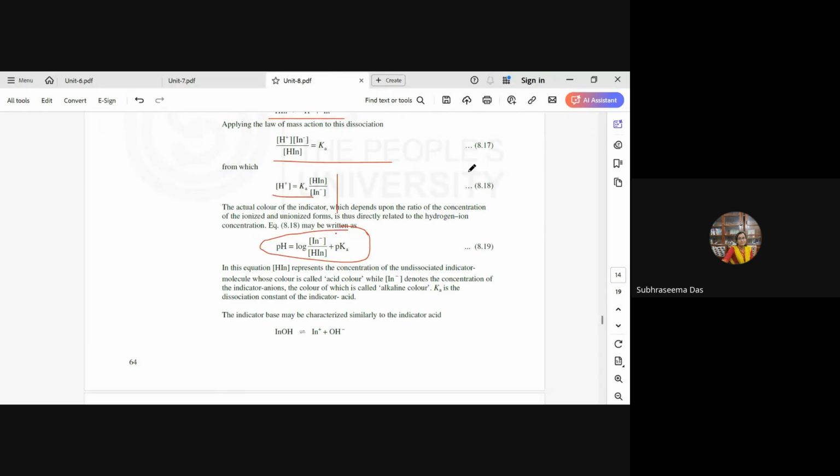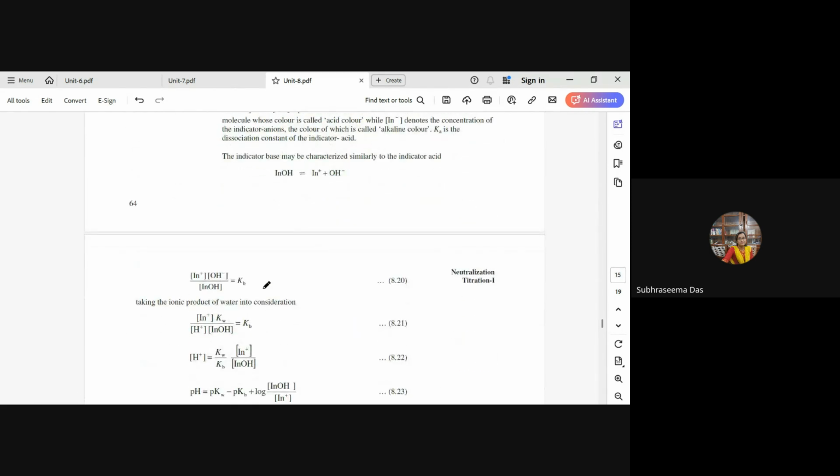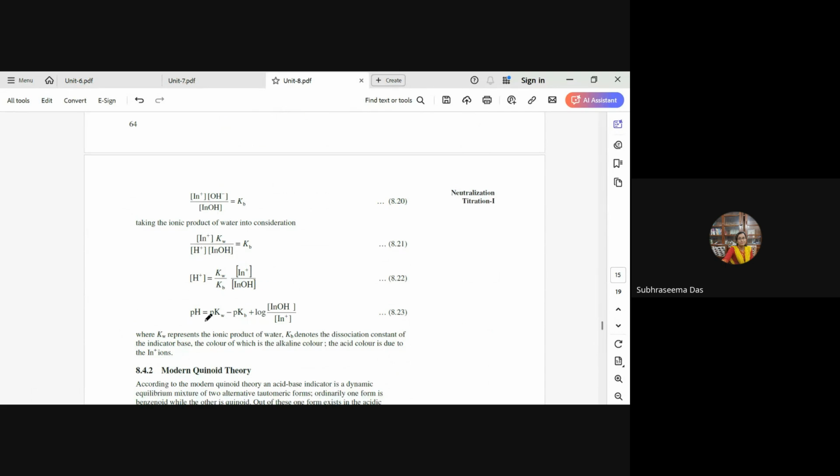Now the indicator base may also be characterized similarly to what we have done for the indicator acid. Here the pH can be written as pKw minus pKb plus log of InOH upon In+, where Kw represents the ionic product of water, and Kb denotes the dissociation constant of the indicator base, whose color is that in alkaline medium, and the acid color is due to In+.